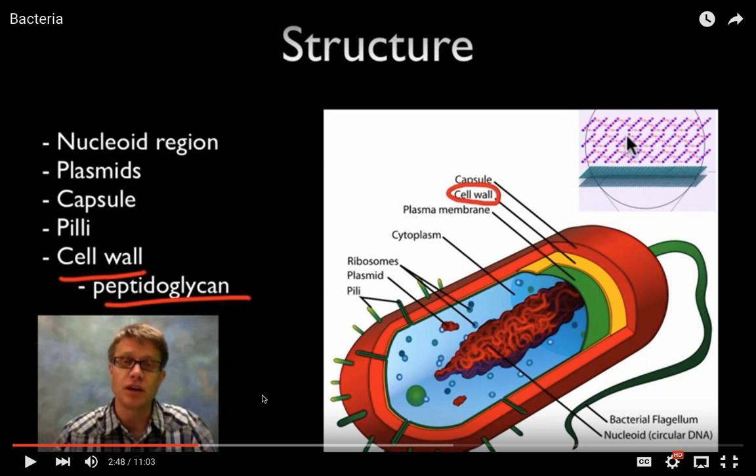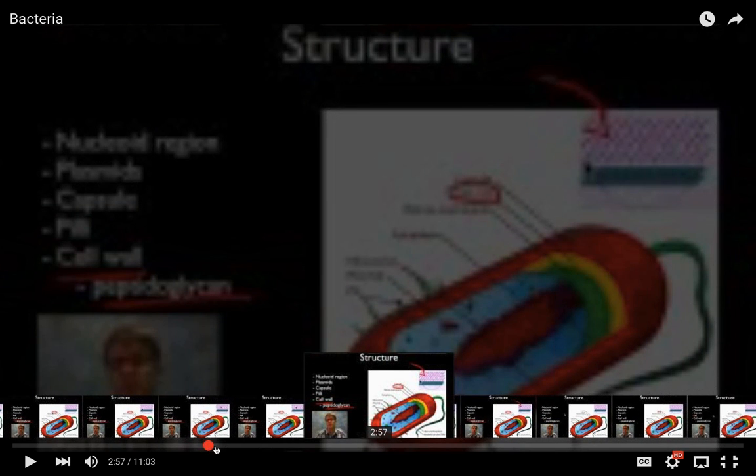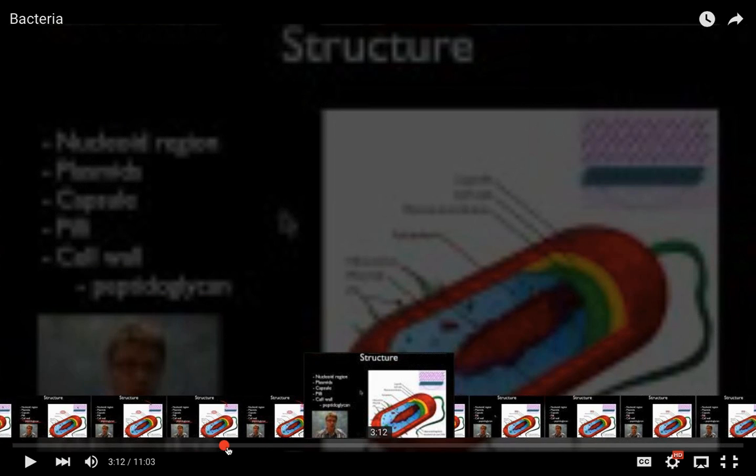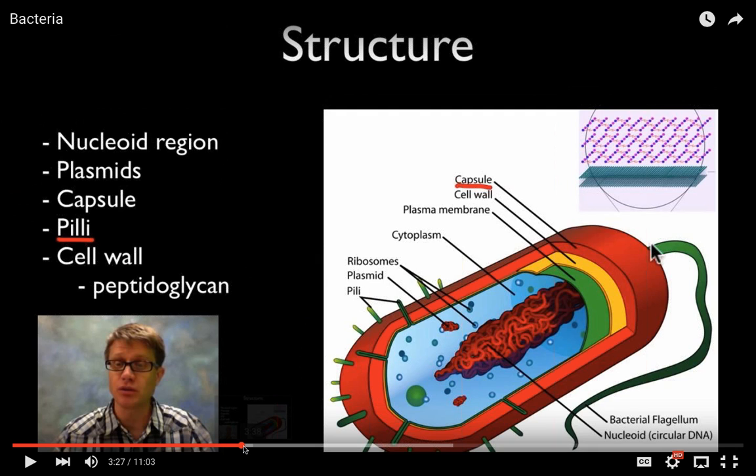What is the capsule? Do you remember hearing what Mr. Anderson said about the capsule here in the video? Like what it's made out of? Let's see. That's not the part that's made out of peptidoglycan, is it? No, that is the cell wall.